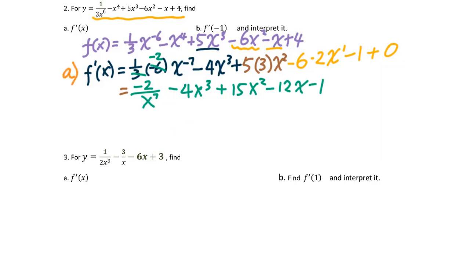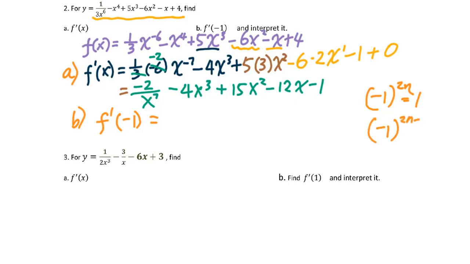That's for A. For B, f prime of negative 1. We substitute negative 1 into the function. We know negative 1 to an even power equals 1. If we do an odd power, like 3, 5, 7, you will get negative 1. So the negative 7th power will be negative 1.